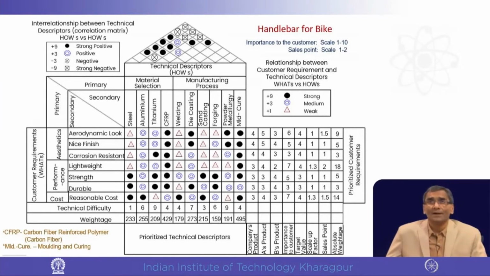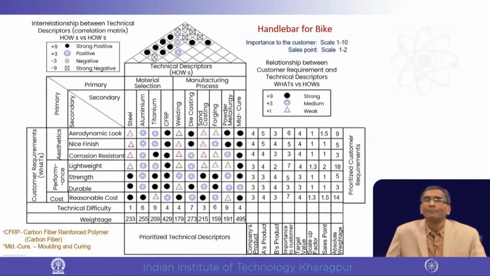If these 3 are satisfied, they will give aesthetic value. When we talk about performance, these 3 things appear: lightweight, strength, and durability. And cost stands out as a very important criterion, so it has also been put in as one of the requirements.